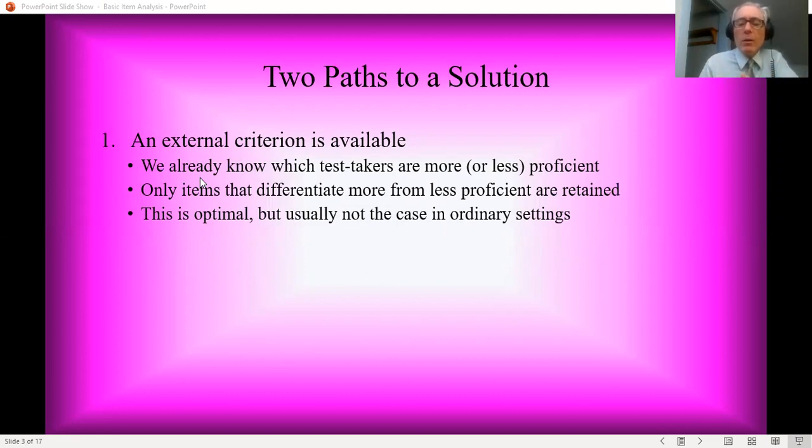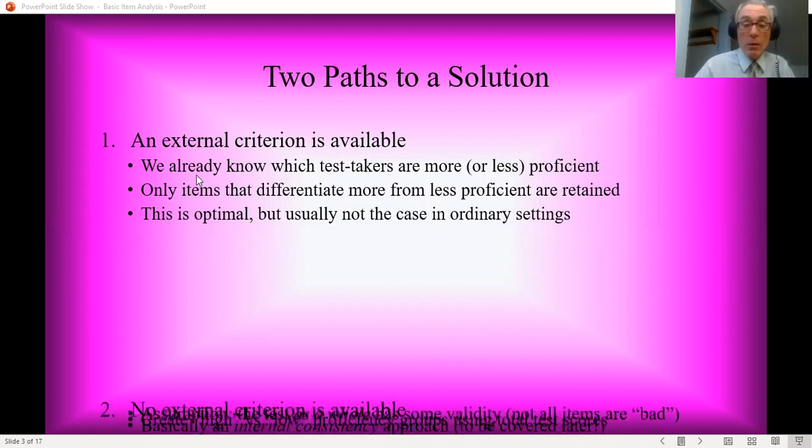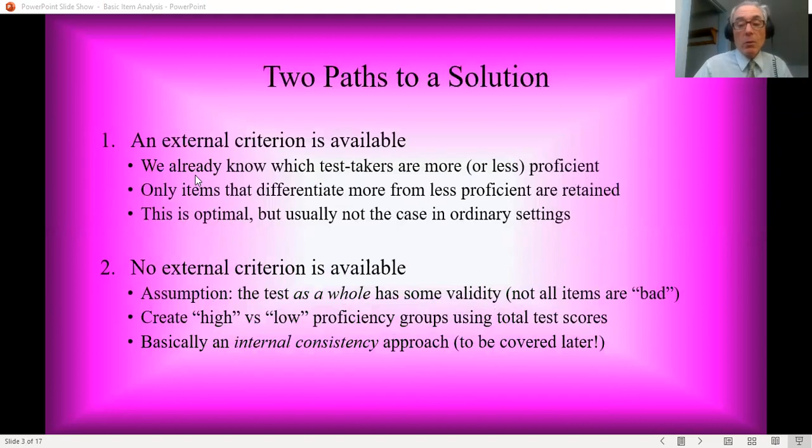A bunch of people took the test. Here's how they did item by item. What am I going to do with that? That's what we're focusing on today. There isn't an external criterion. There's no standard by which we can judge the test items other than what's happening inside the test itself.